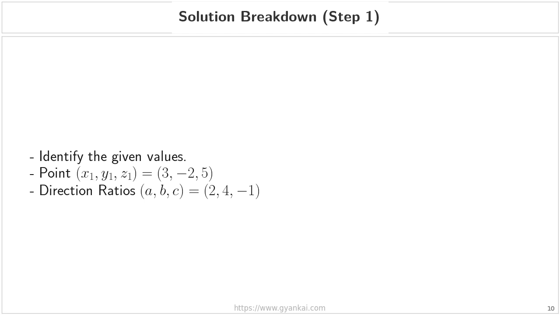Next, we look for the direction ratios, which tell us how the line is oriented in space. From the problem, we can see that a is 2, b is 4, and c is -1. Keeping these values clearly organized is crucial before we proceed to the next step, where we will substitute them into our Cartesian formula.